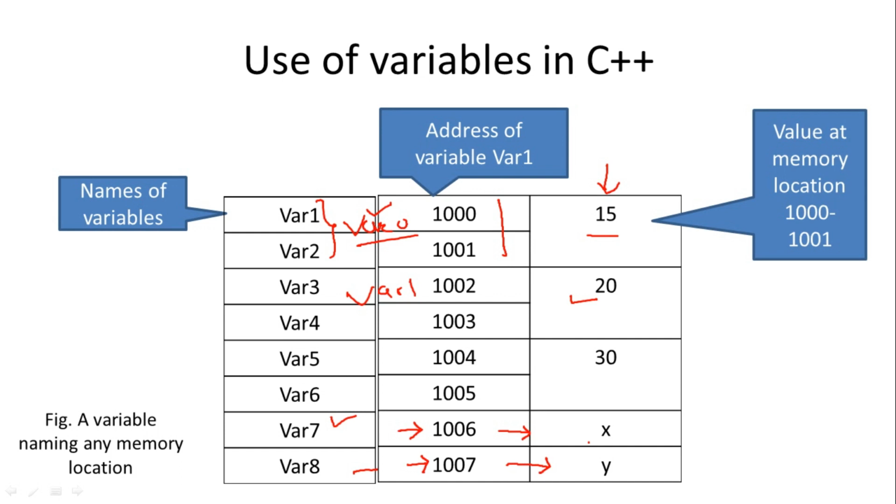So a variable is the name given to any memory location, and it is the basic unit of storage. So what can a variable store? It can store a value of any type, integer, float, character, anything.